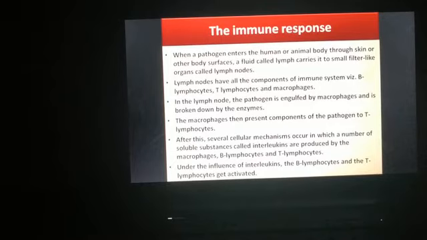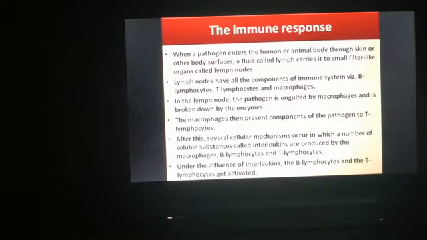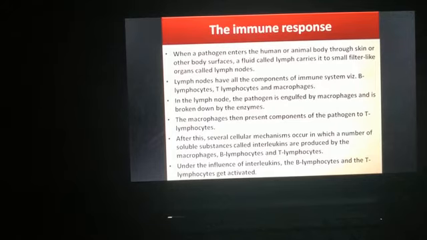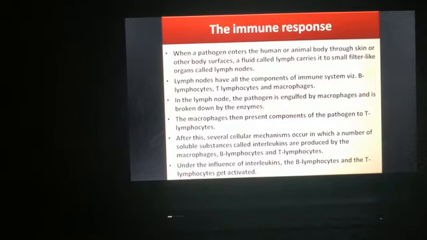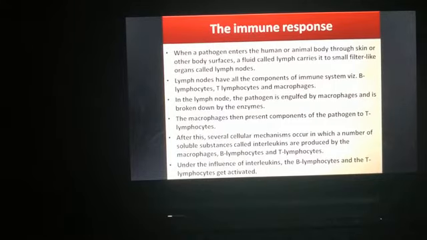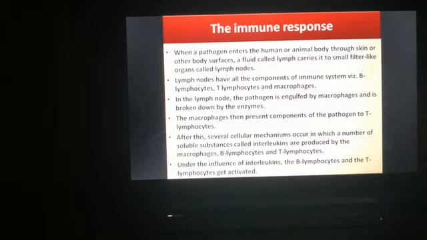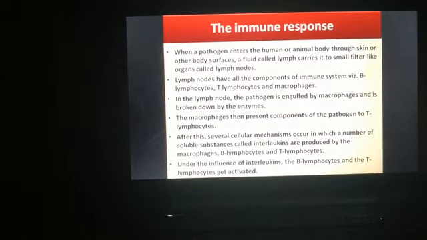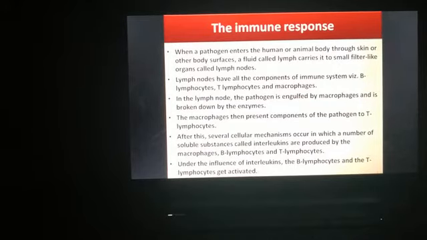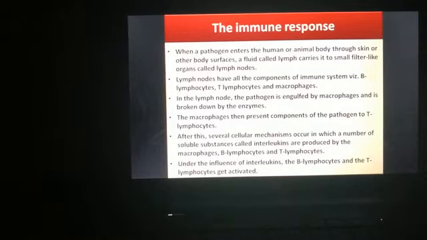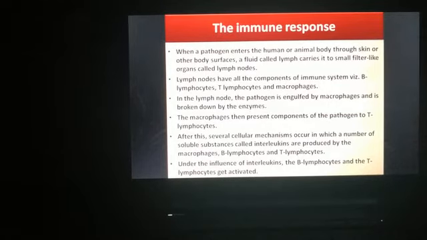After this, several cellular mechanisms take place in which a number of soluble substances called interleukins are produced by the macrophages, B lymphocytes and T lymphocytes. Under the influence of interleukins, the B lymphocytes and T lymphocytes get activated.